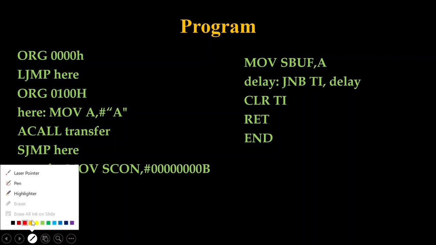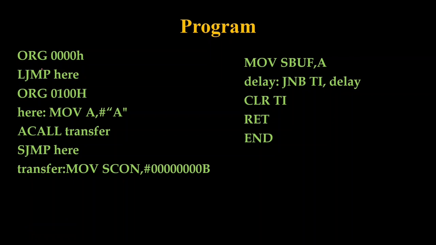Here we can see all the information which I have given. So origin is going to be 0000. I don't want to disturb any of my interrupt locations, so I am using LJMP here. So it can jump here, right? I am doing this because I don't want to disturb any of my interrupt locations. If you want to start at 0000 also, it's fine. You can do that.